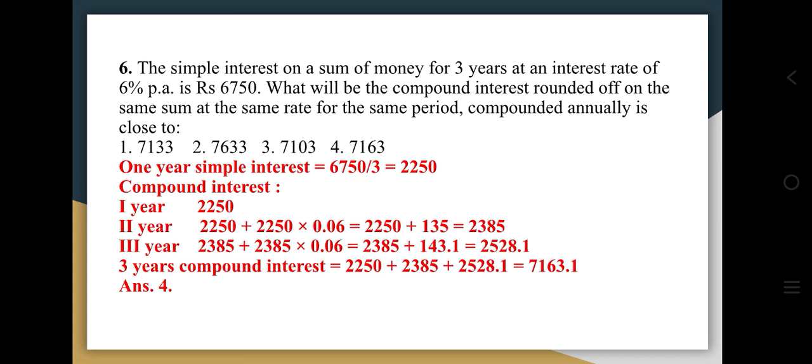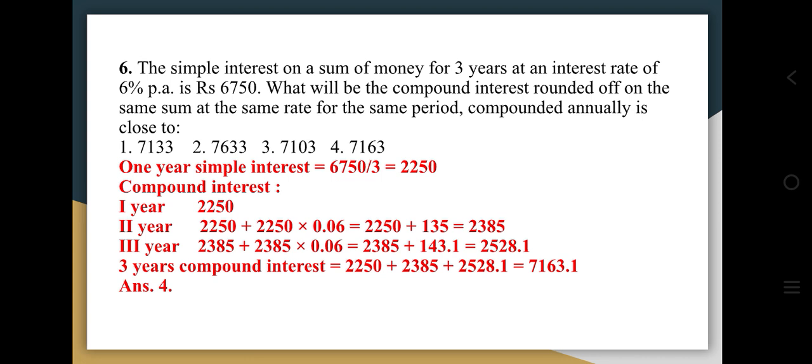Now the same amount is invested in compound interest with the same rate 6% per annum. So the first year compound interest is same as 1-year simple interest. So the first year compound interest is 2,250. Now what is the second year compound interest?